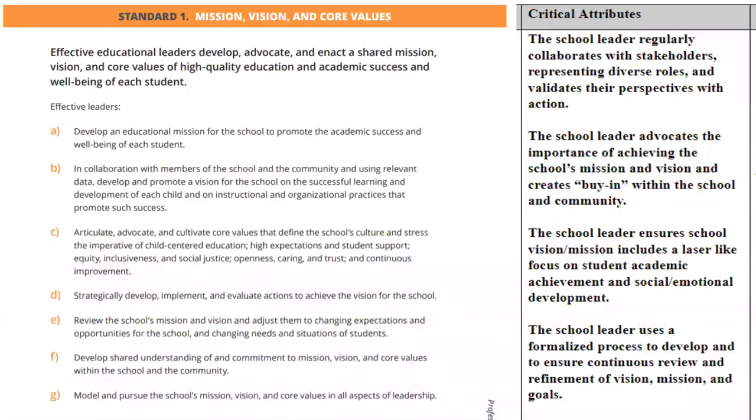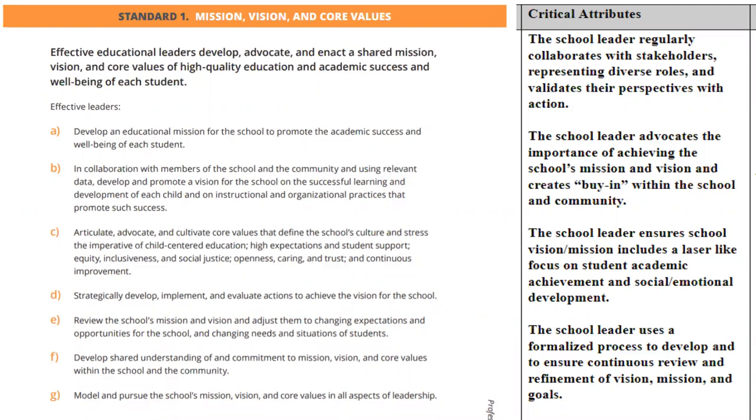On the right side of the slide deck, you will see the critical attributes that Kentucky educators developed. The process to create the critical attributes started with a close look at the standard. For Standard 1, the title is Mission, Vision, and Core Values. The standard statement is, effective educational leaders develop, advocate, and enact a shared mission, vision, and core values of high-quality education and academic success and well-being of each student.